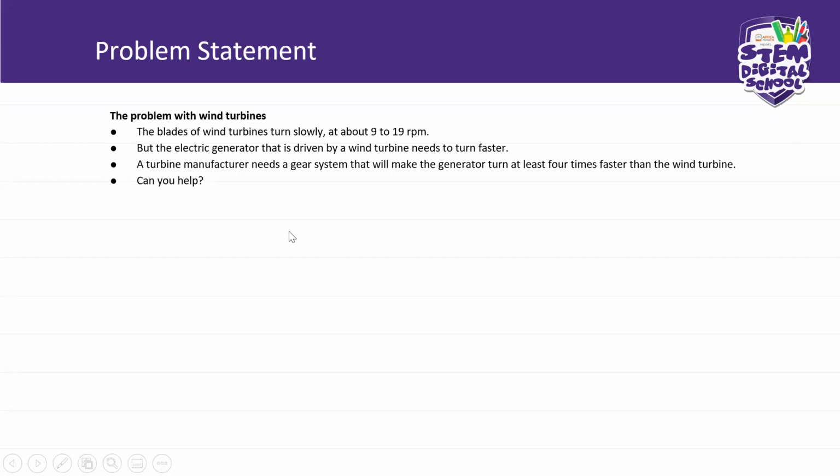Because we can see that the blades are being turned by wind, and we only get an output of 9 to 19 revolutions per minute. Now, we want this turbine to turn faster. What do we need? What is it that we need to do in order to get speed advantage? We want speed advantage here.